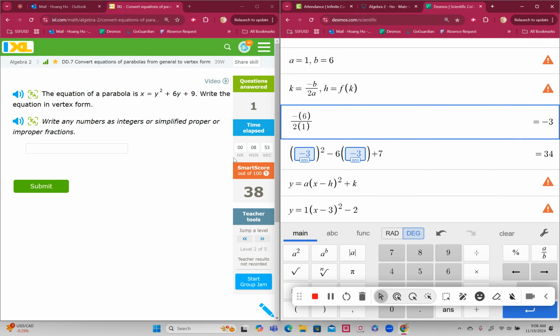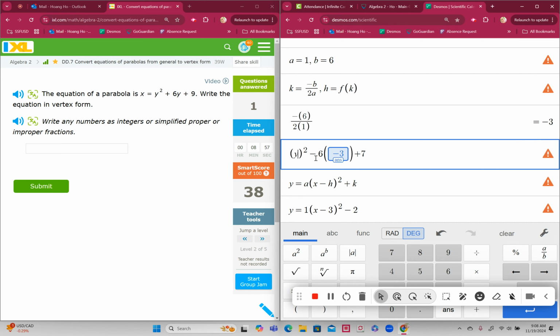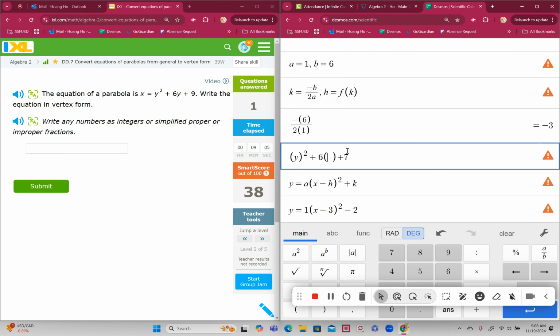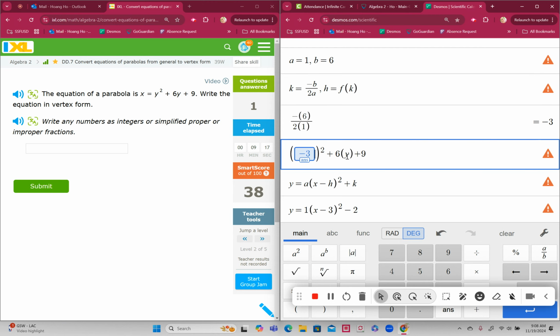And then my equation is y squared plus 6y and then plus 9. Okay, so here we go. That's my equation. So instead of the y, I put the value of k in. I put answer right there. So right there, it comes out 0.